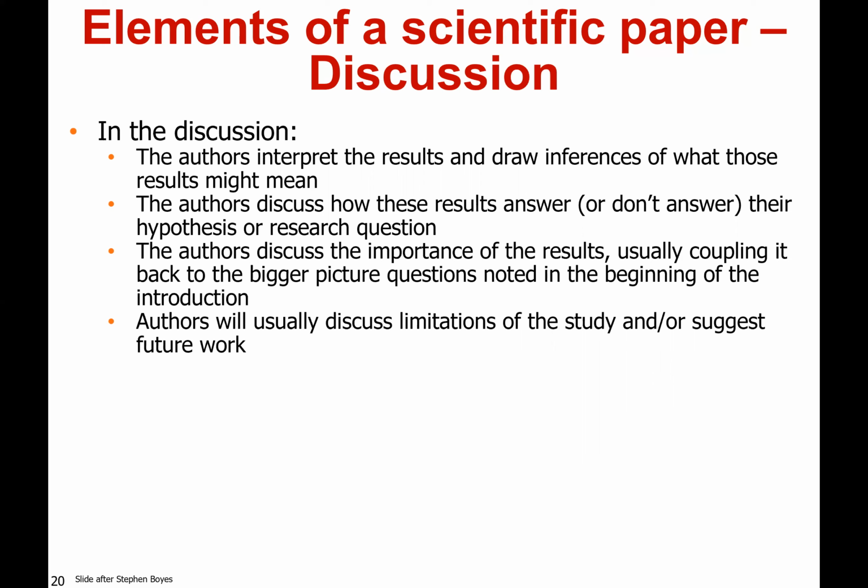Authors will link this back to the introduction, in which they laid out the bigger questions that motivate this research and the specific questions that they're studying. And so in the discussion section, authors will discuss explicitly how the results in the results section answer or don't answer the hypotheses or research questions discussed in the introduction. Usually the authors will also couple it back to the big picture that motivated the work. At least a well-written introduction or discussion will do that. And authors should always discuss the limitations of the study, and often they will suggest future work needed to more fully address the research question.